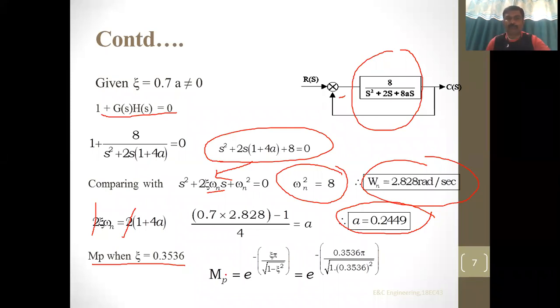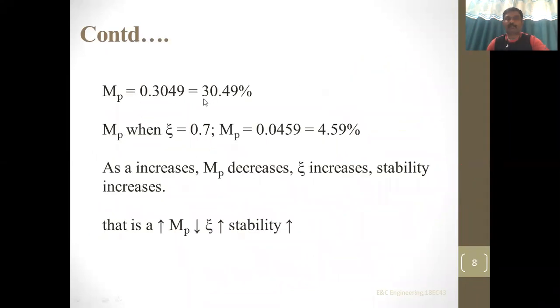Next, what is Mp? Maximum overshoot is e power minus xi pi divided by root of 1 minus xi square. If we substitute xi is 0.3536 and simplify, we get 0.3049, or 30.49%. Then for 0.7, it results in a value 0.04559 or 4.59%. Is it fine?